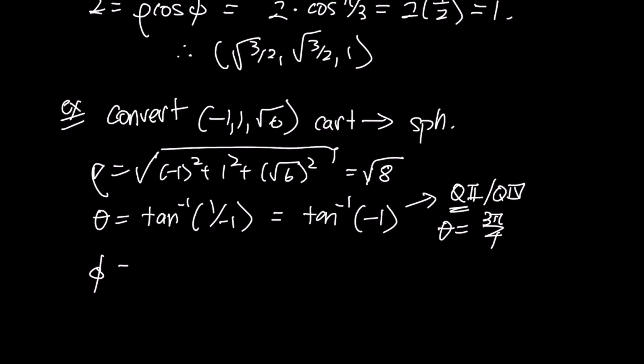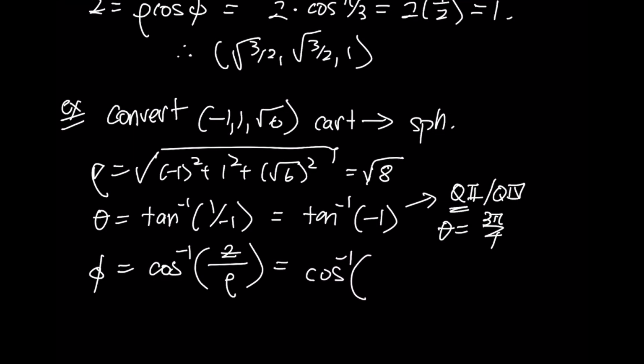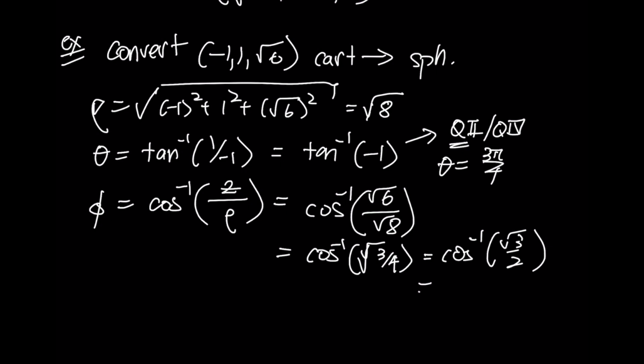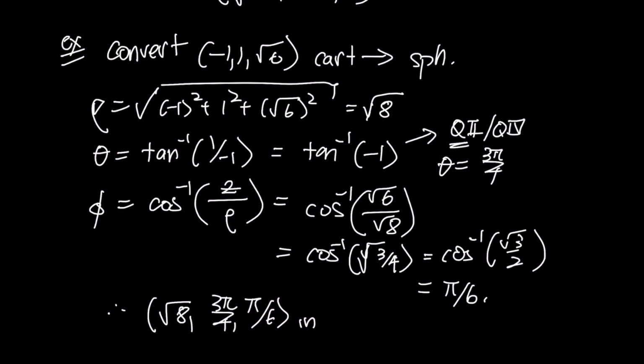And phi will then be the inverse cosine of z over rho, which in our particular case will be the inverse cosine of root 6 over root 8, the inverse cosine of root 3 over 4, which is the inverse cosine of root 3 over 2. This asks a question: what angle do I need to take the cosine of to get root 3 over 2? The answer will be pi over 6. So the point here becomes root 8, 3 pi over 4, and pi over 6 in spherical coordinates.